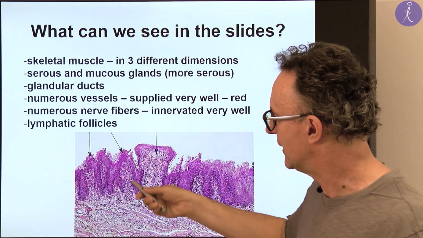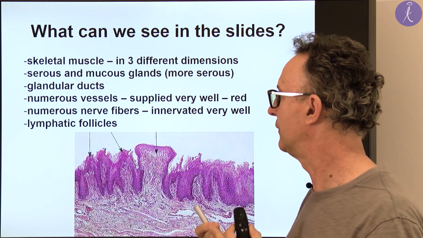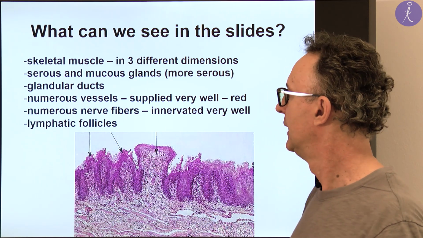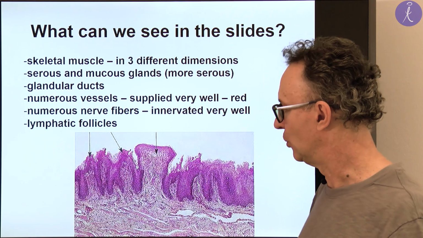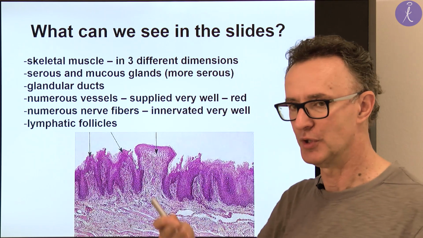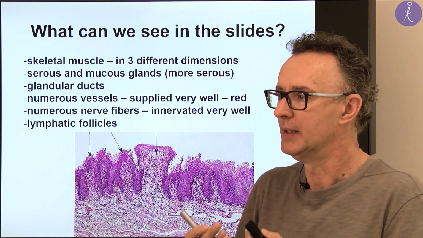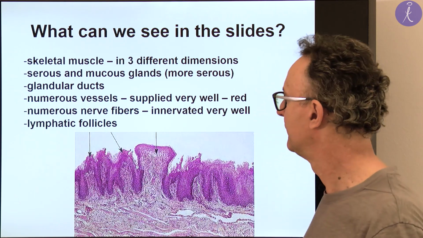And this is a very well innervated organ, so that's why we are able to see lots of nerve cross sections. And we may see lymphatic structures, lymphatic follicles, or just lymphocytes, because this area is very close to the outer surface. It's not surprising that the body is prepared for the immune response with these lymphatic elements.